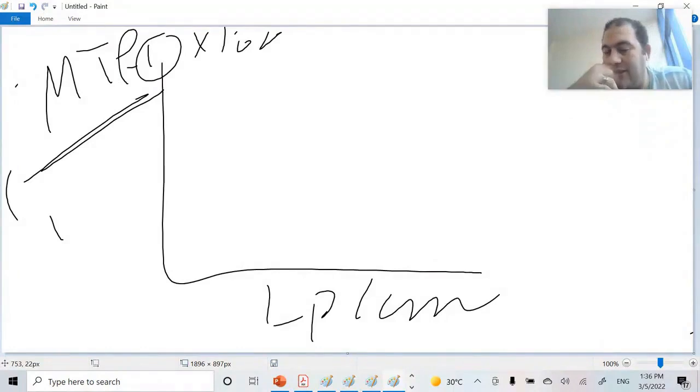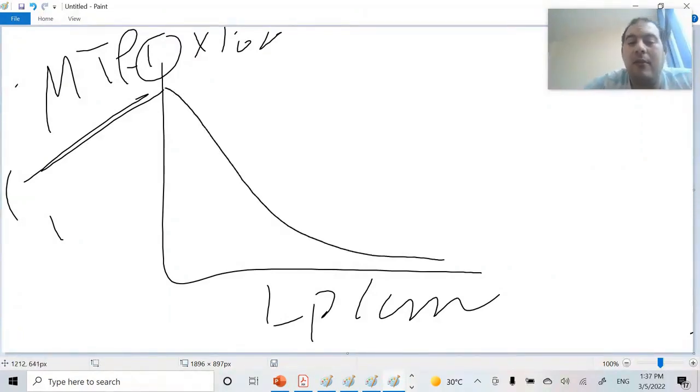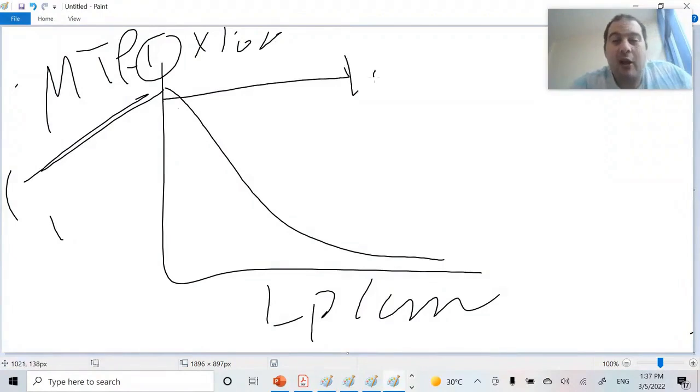You find that the more the number of lines per centimeter increases, what happens to the machine's ability? Does it decrease or increase? It decreases. So as the number of lines per centimeter increases, the machine's ability to resolve or differentiate between the lines will decrease. Therefore, the curve goes down.